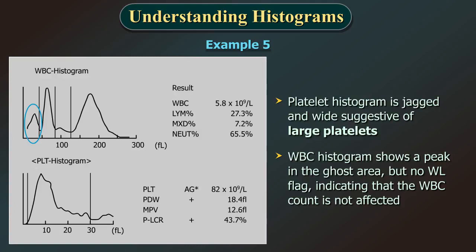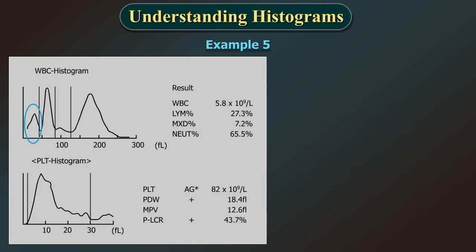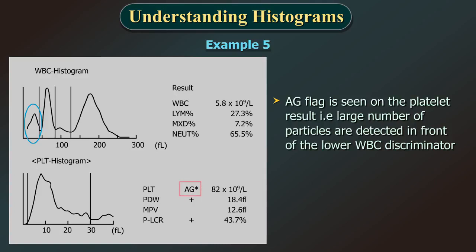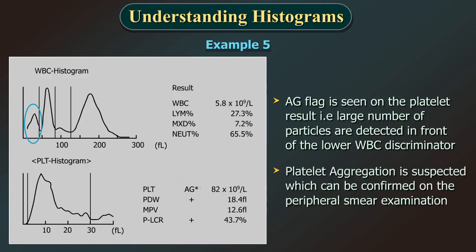The WBC histogram shows a peak in the ghost area, but no WL flag, indicating that the WBC count is not affected. AG flag is seen on the platelet result, that is, a large number of particles are detected in front of the lower WBC discriminator. Platelet aggregation is suspected, which can be confirmed on the peripheral smear examination.